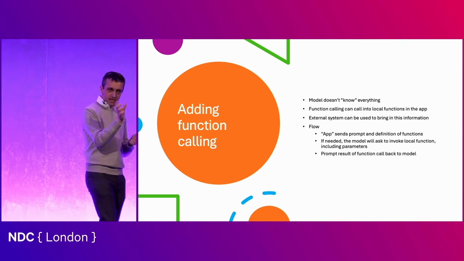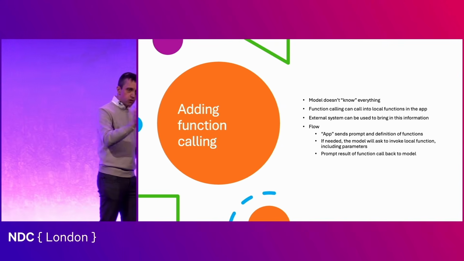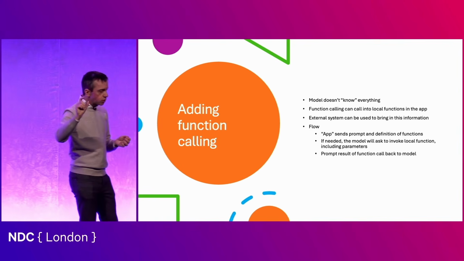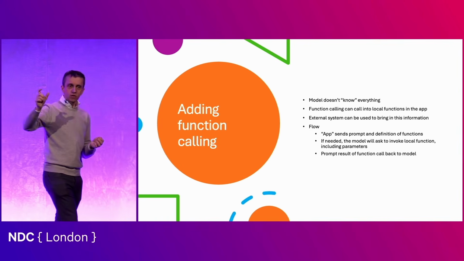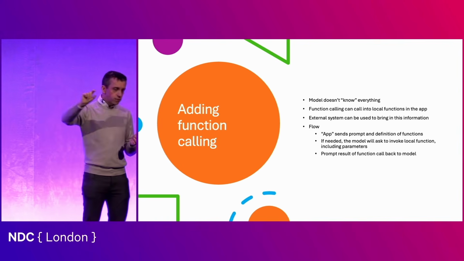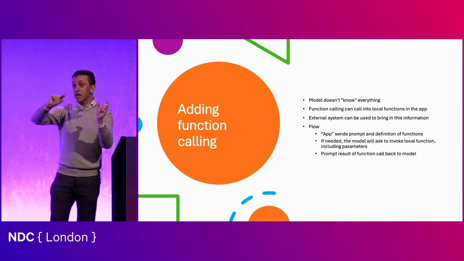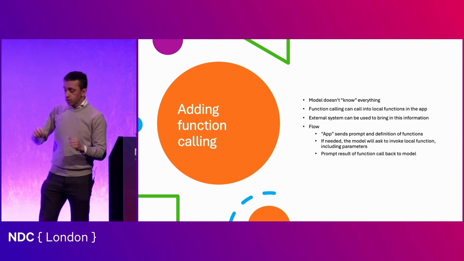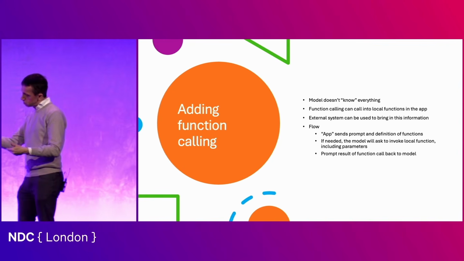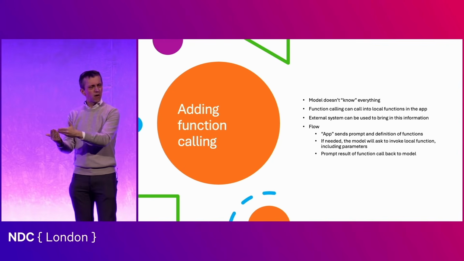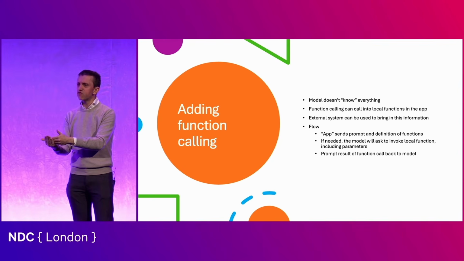That function is then described, and the description will go along to the model, saying to the model, this is the prompt, and by the way, I can also help you with this. That's the application that will say, I can help you with this. The model then looks at the prompt, and it will see, oh, there's also part of the application that can help me finding the sales data.